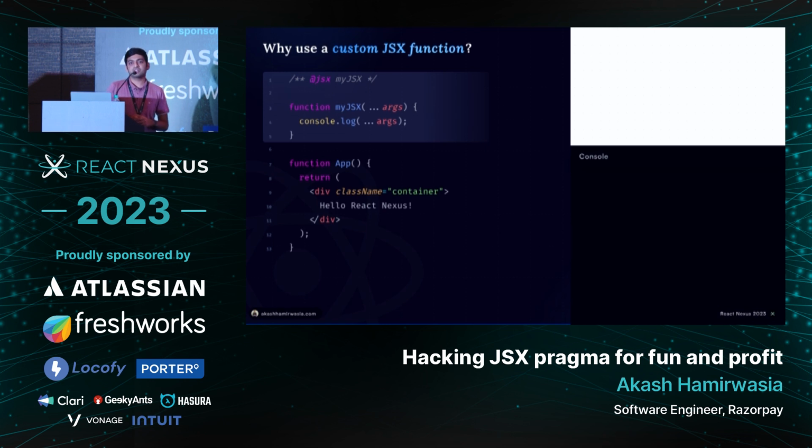And that is because the myJSX function that I've defined is not returning anything that React can use to render the UI. But it has a console log. So let's observe the console and see what it outputs.